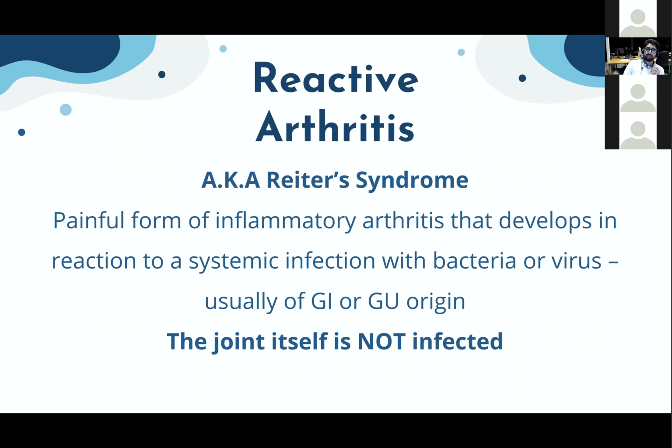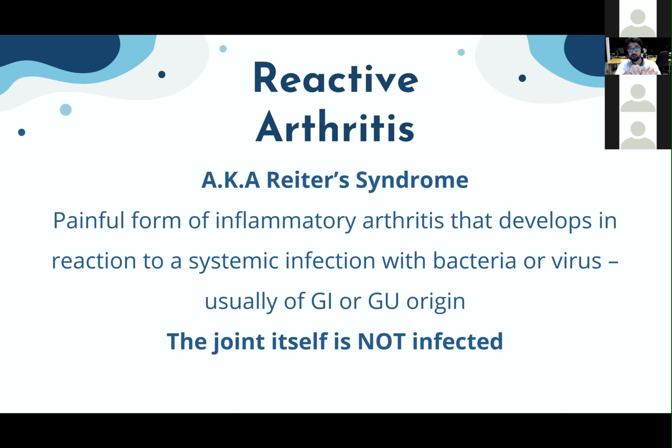Reactive arthritis is another name for Reiter syndrome. It's a painful form of inflammatory arthritis that develops as a reaction to systemic infection with bacteria or virus, usually of GI or GU origin. Now, listen to me. The joint itself is not infected.